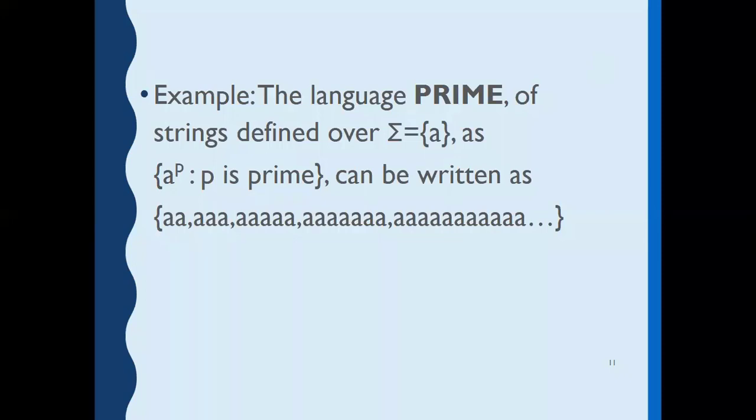This is another example, the language prime of strings defined over alphabet a. Prime number वो होते हैं कि जिनका अगर हम लोग जिनको डिवाइड करना चाहें वो अपने आप से 1 के अलावा किसी से डिवाइड नहीं होते. So we can have words of length 2, 3, so length 2 a's, length 3 a's, length 5 a's, length 7 a's, and so on.